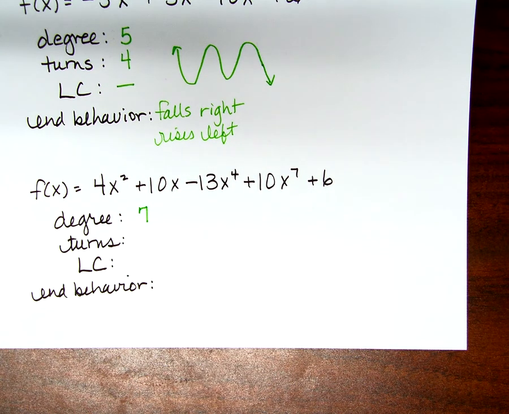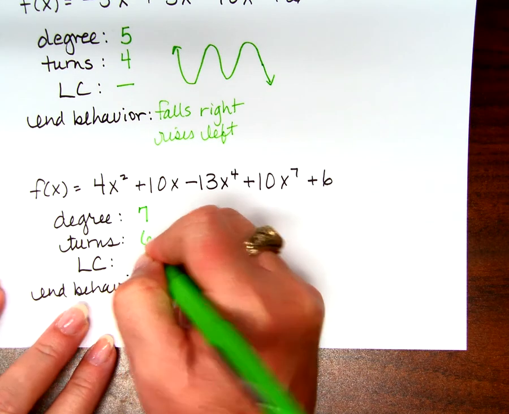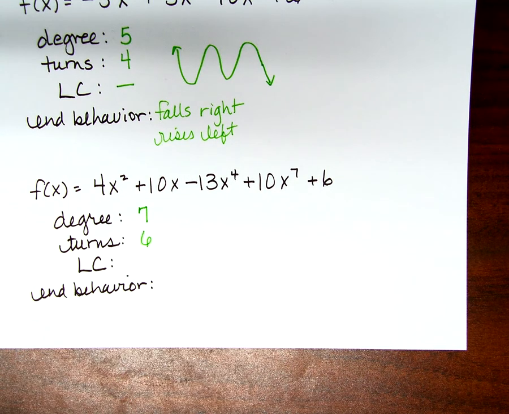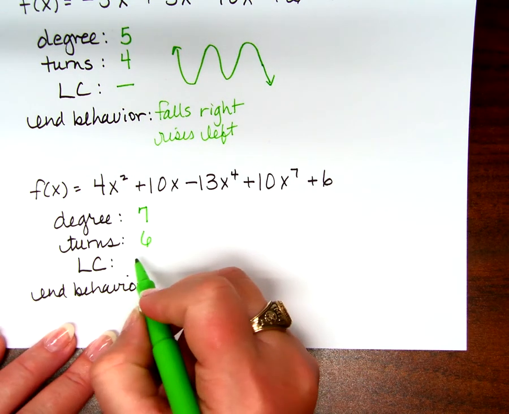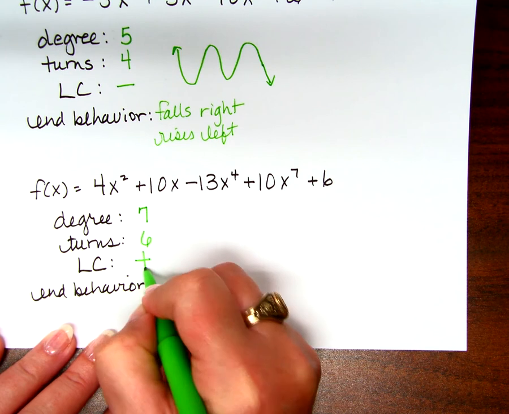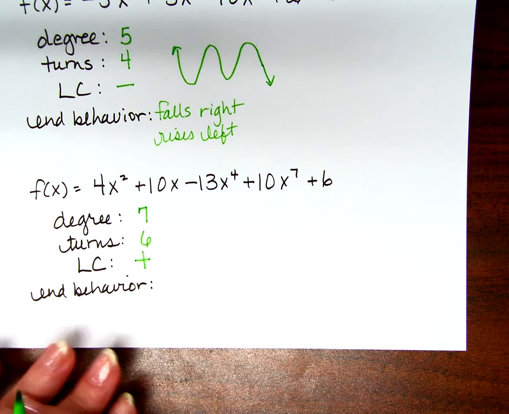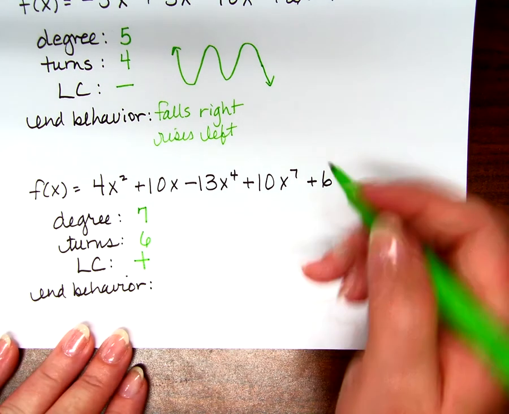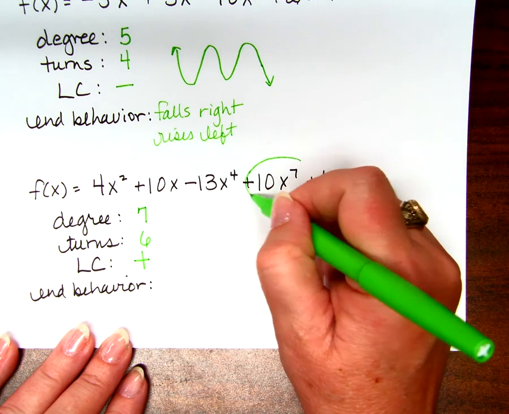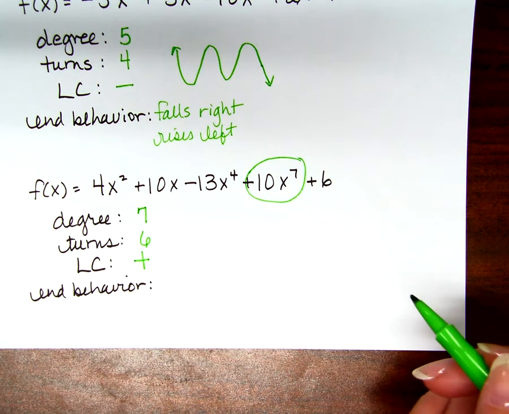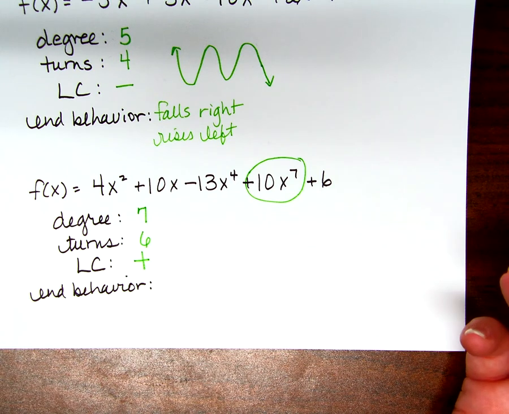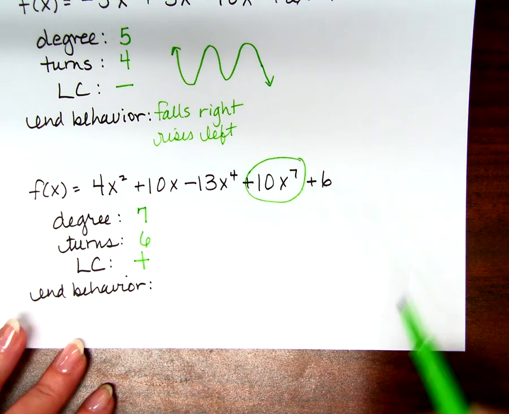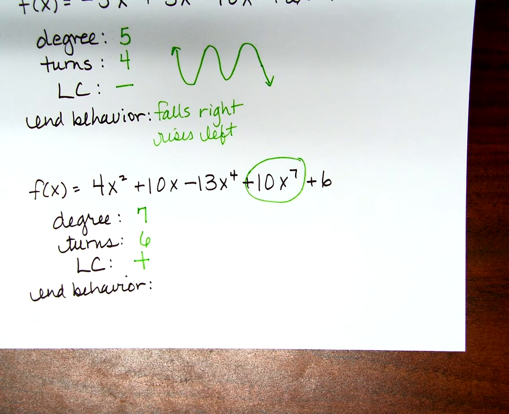TJ, what you got? 6 turns. Why? Exactly. 1 less than 7. Okay. Next, somebody who hasn't talked yet. What you got, Chloe? Positive? And how do you know that it's positive? Circle the leading coefficient for me. Oh, okay. Well, I didn't circle the coefficient, but how about the first term? I know I said leading coefficient. I'm sorry. The leading coefficient would just be 10, right? Okay. But that would be the first term, correct? And it's positive.